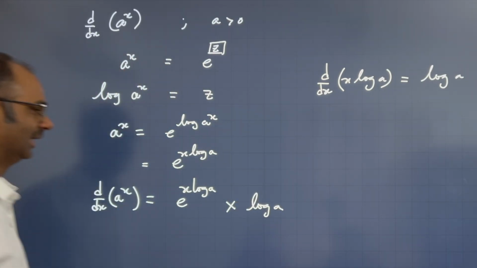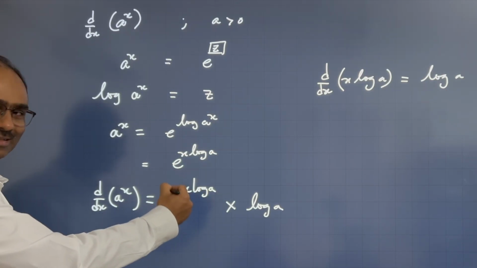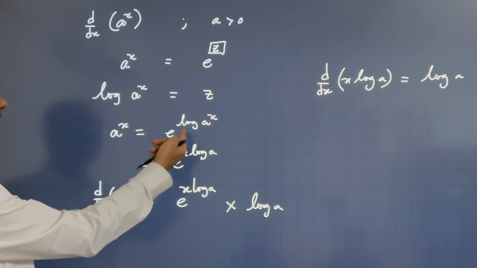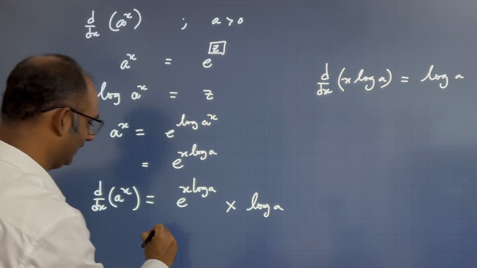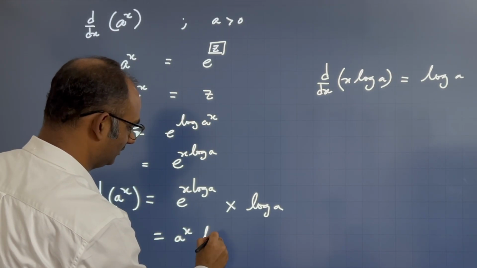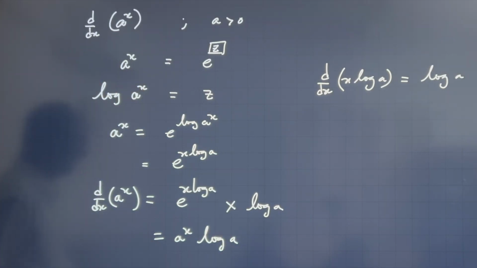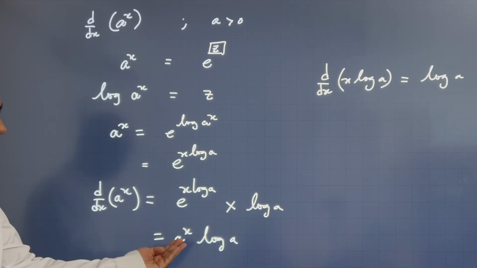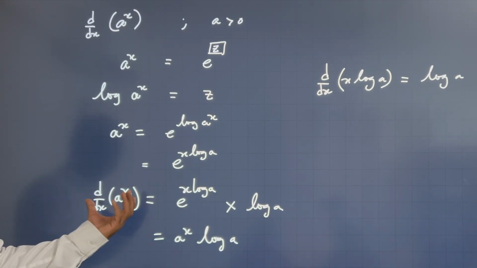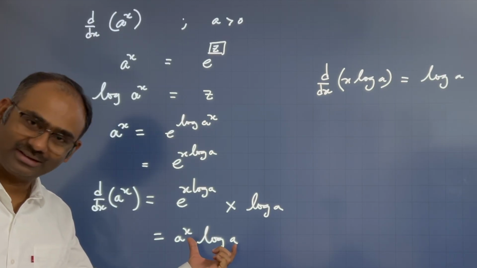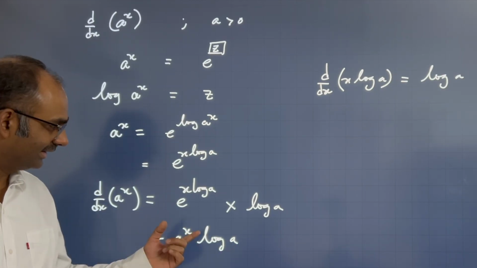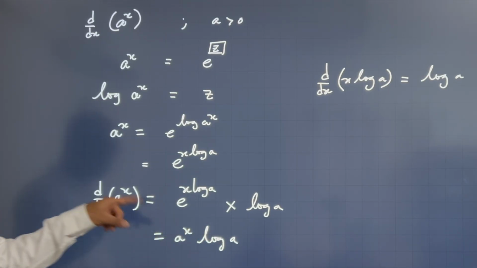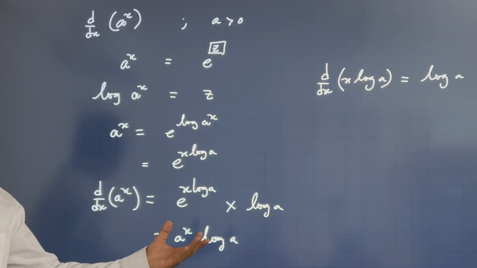Log of a. And what is e raised to the power x log of a? It is a raised to the power x. You see, I told you, just like the derivative of e to the x is e to the x, the derivative of a to the x is almost a to the x except a constant factor. Remember, that factor is constant and that is just the log of the base. Is that okay?